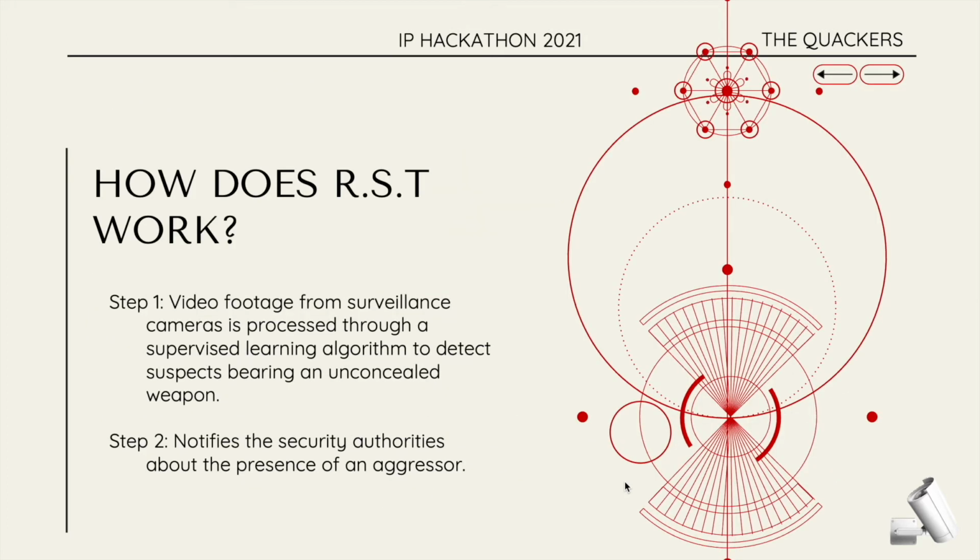But how does RST work? The first step is that video footage from surveillance cameras is processed through a supervised learning algorithm which detects suspects bearing an unconcealed weapon. As soon as the same is detected, step 2 occurs, which is notifying the security authorities about the presence of an aggressor.